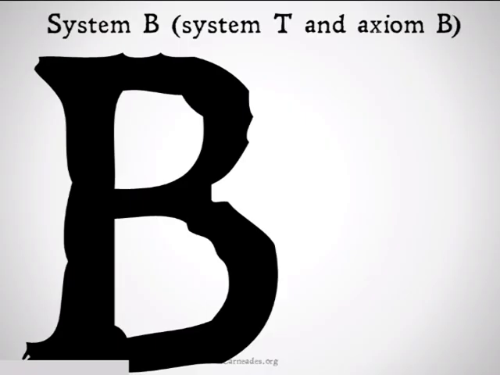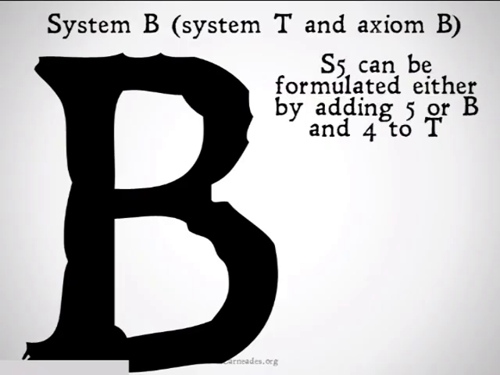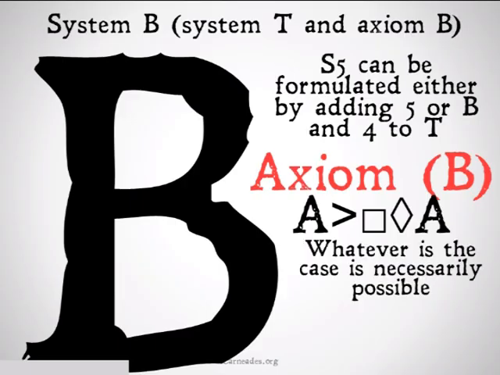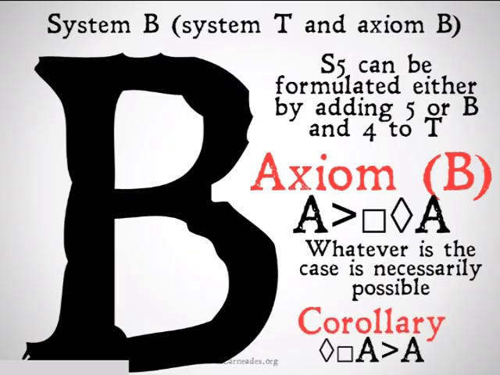Finally, the other system we're going to take a look at that will help with our discussion of S4 and S5 is going to be System B. System B is going to be System T and Axiom B. The reason it's important is S5 can be formulated either by adding 5 or B and 4 to T. Basically, B is the difference between system 4 and system 5. Well, what is B? B is the axiom that A implies that it's necessary that it's possible that A. Whatever is the case is necessarily possible.